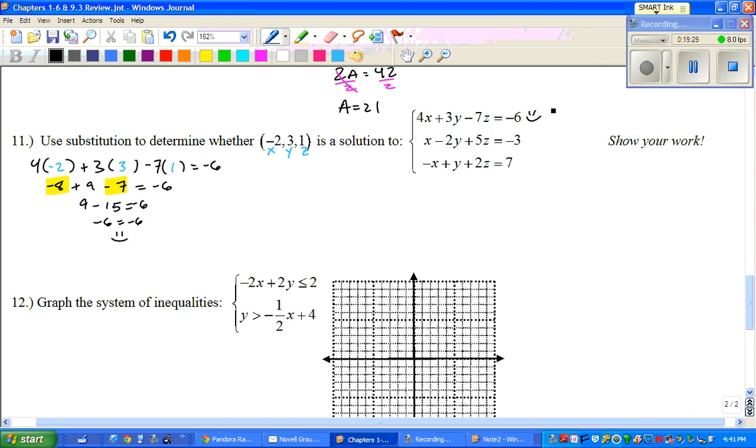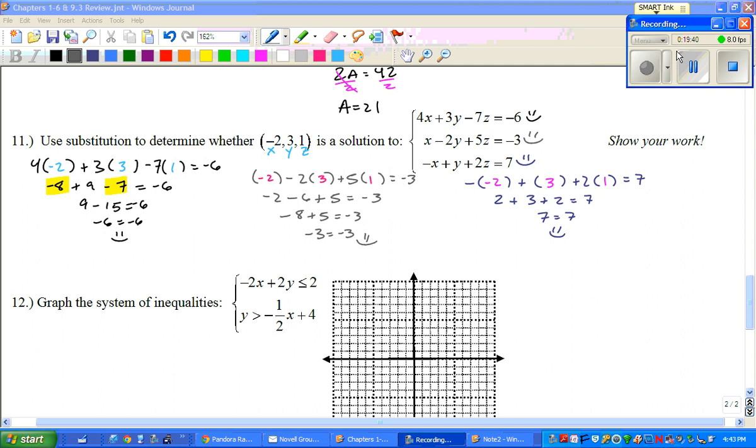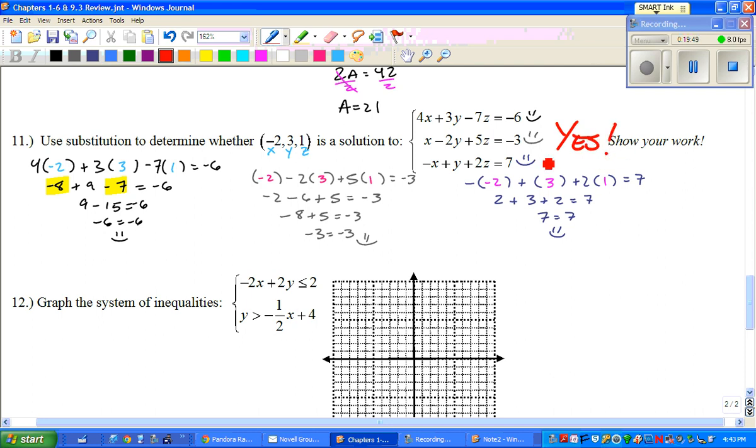So it's got to work for all three. The next two are on your own, okay? Pause the video, try them out. Okay, and there's all the work. So is this a solution? Yes, it is. Okay.